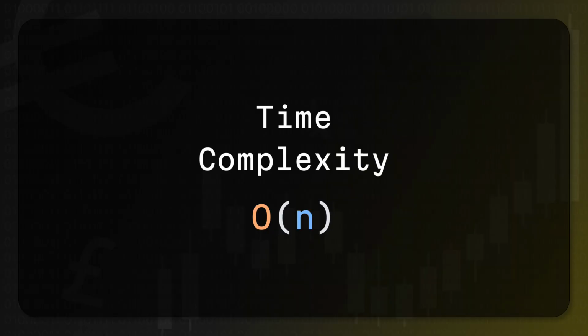A quick note on the complexity of this method. It's identical to the previous one. Since we iterate through the array just once, the time complexity is big O of n. And because we only use a single variable to store the profit, the space complexity is constant.